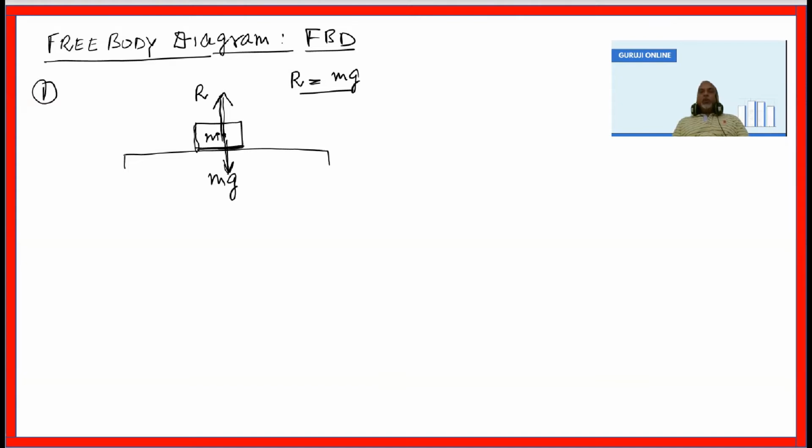Now, suppose there is a force acting on this. And it is moving. Then what will be the acceleration with which it will be moving? It will be nothing but F upon M, because this F will be equal to M into A.